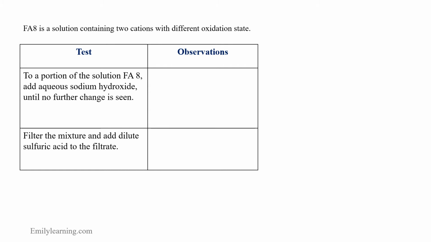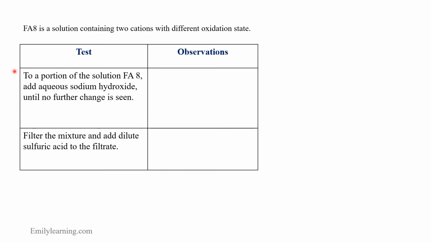If you want to see the full question, do refer to this paper. So in this question on QA, you are given FA8, which is a solution containing two cations with different oxidation states. So there are two clues here: two cations and different oxidation states. Now let's look at the test, what you are supposed to do.